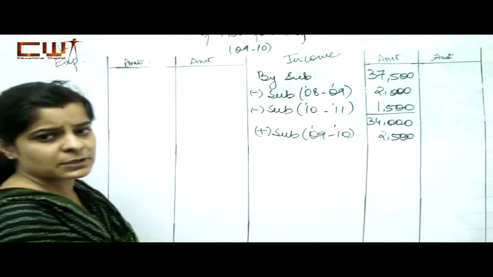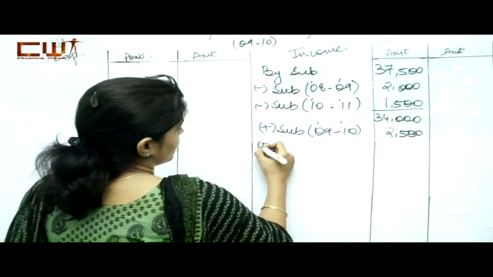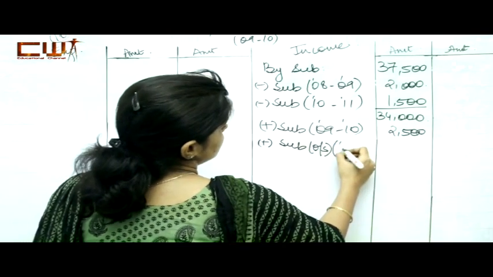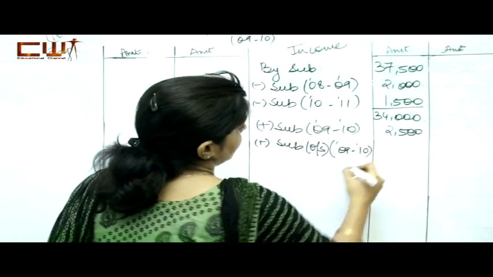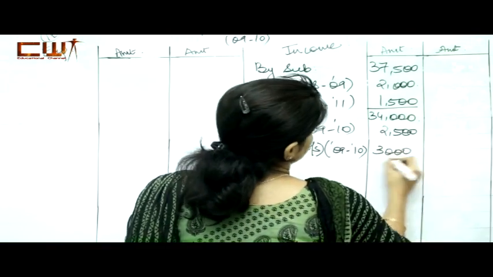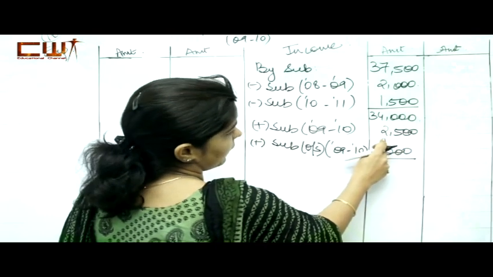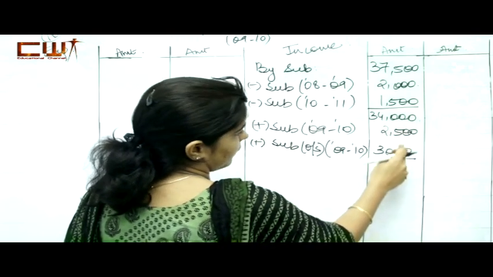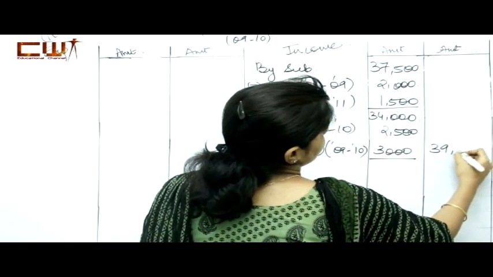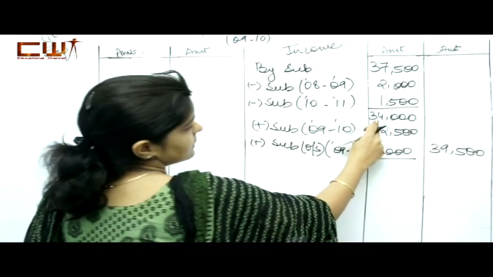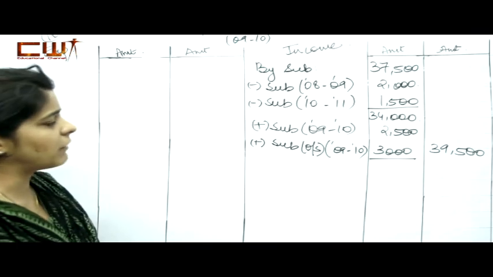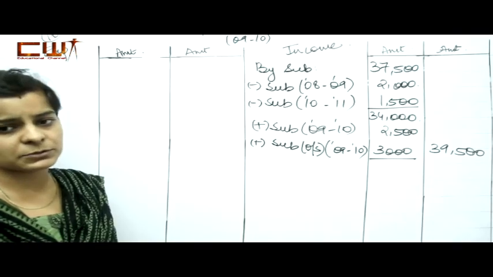Now outstanding subscription of this year, that is outstanding subscription for 9 and 10, is how much given to you in the question? 3,000. Right? 34,000 plus 2,500 will give you 36,500, plus 3,000 will give you 39,500. Right? This 34,000 plus 2,500 plus 3,000 will give you 39,500. So this is how you will deal with the subscription part.